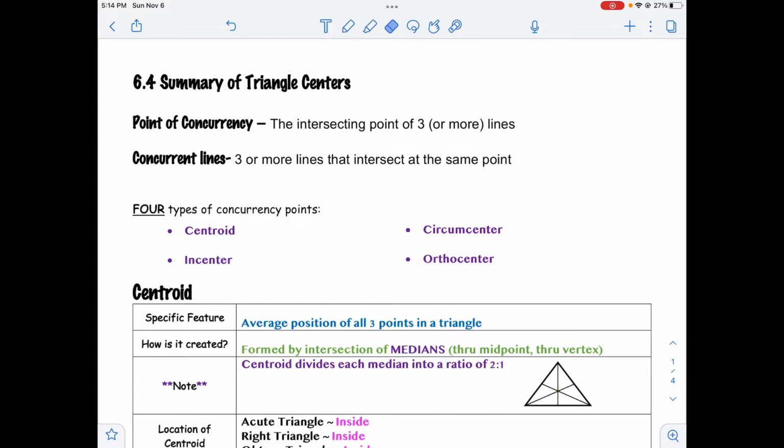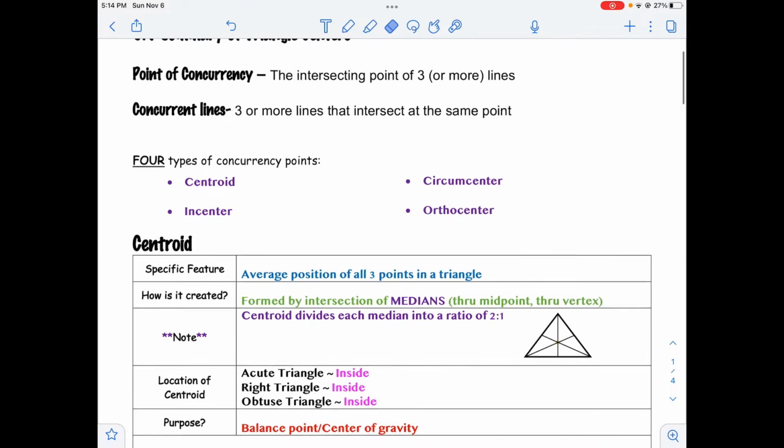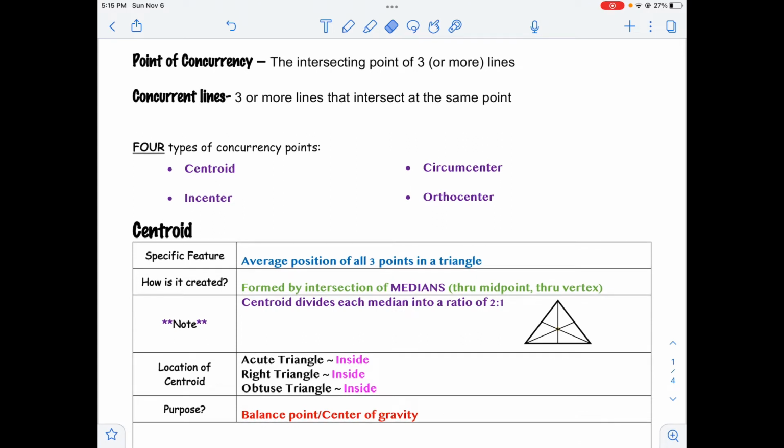So there are four types of concurrency points: the centroid, the incenter, the circumcenter, and the orthocenter. We're going to break these down, and the first one we're going to talk about is the centroid. The centroid is kind of a balance point or a center of gravity. If we were to take a triangle and find that center of gravity on our finger, on a stick, we could balance it through where the centroid point would actually be. So this is an average position of all 3 points in a triangle.